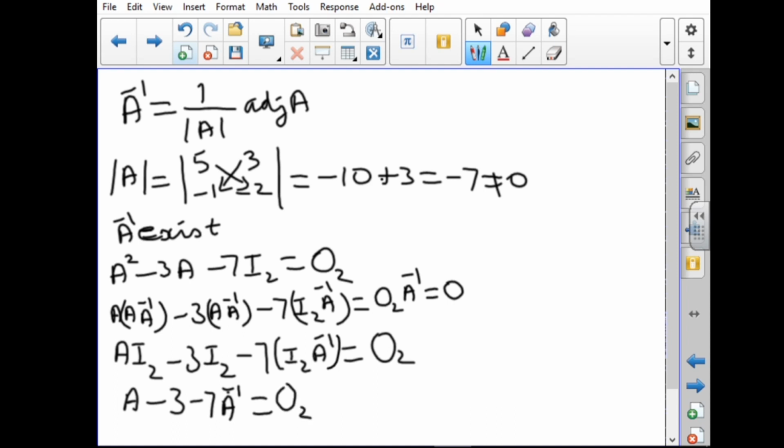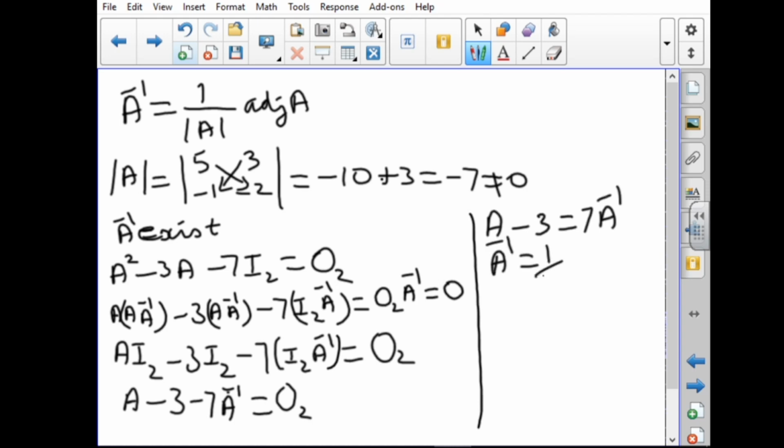So now we have to find A inverse from this. A inverse minus 7 A inverse, take to the other side. So you get A minus 3 is equal to 7 A inverse. So A inverse from this is equal to 1 by 7 into A minus 3I2. 3 means it is nothing but 3I2.